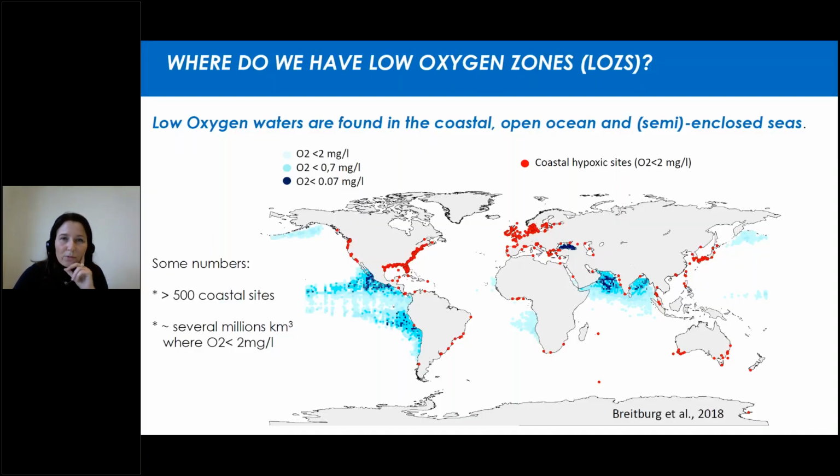First, a reminder: where do we have low oxygen regions? Low oxygen regions can be found in the coastal ocean, the open ocean, and also in semi-enclosed seas. As low oxygen regions, we speak about waters which have a level of oxygen below 2 milligrams per liter. This threshold is usually used, but of course it can be discussed afterwards. If we look at the mapping, for the coastal area we have more or less 500 sites. And in the deep ocean, we have the sites that are shown here in blue. This amounts to several million cubic kilometers of waters which have low oxygen concentration.